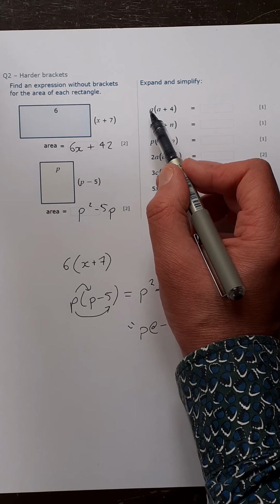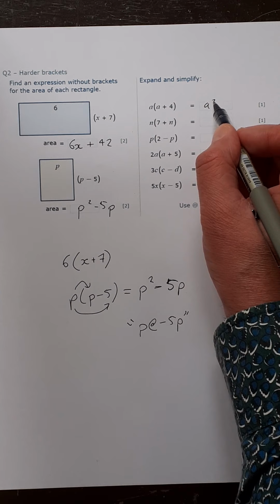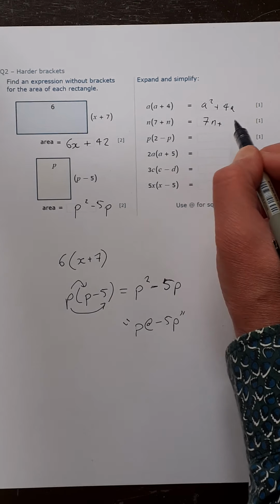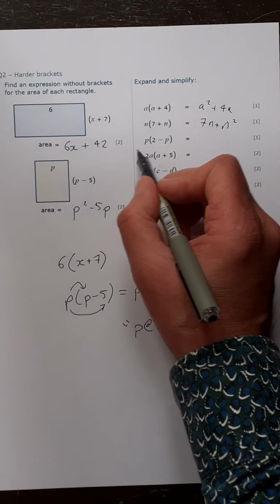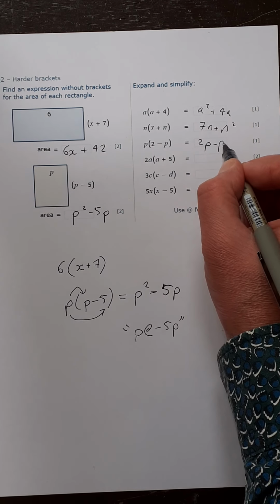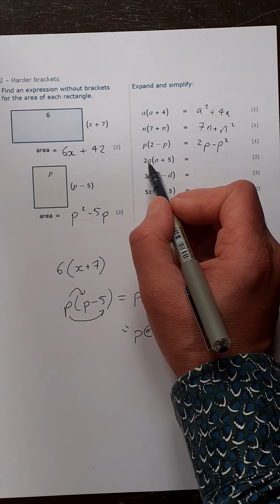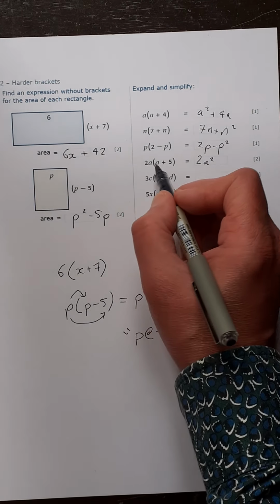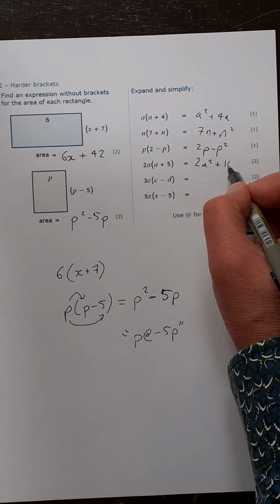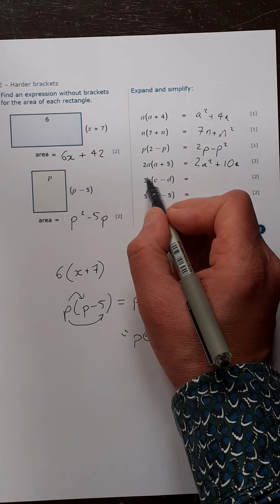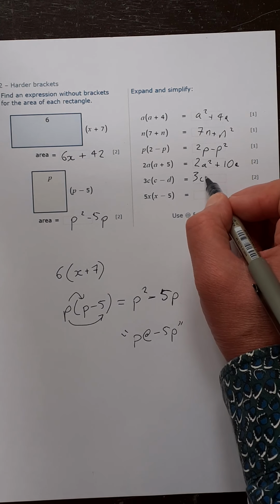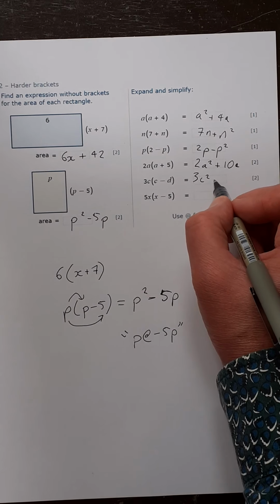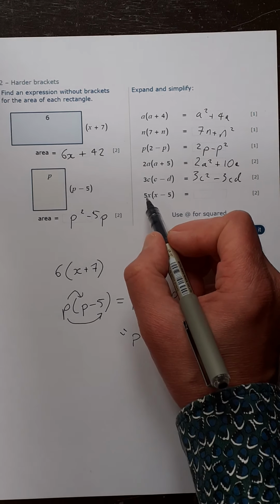And then over here, a lots of a squared, and 4a. 7n, add n squared. 2p minus p squared. Now we get onto some trickier ones. A times a is a squared, but it's 2a squared. And 2a times 5, 10a. 3c times c, 3c squared. And c times d would just be cd, but I've got 3 of them. Minus 3cd.